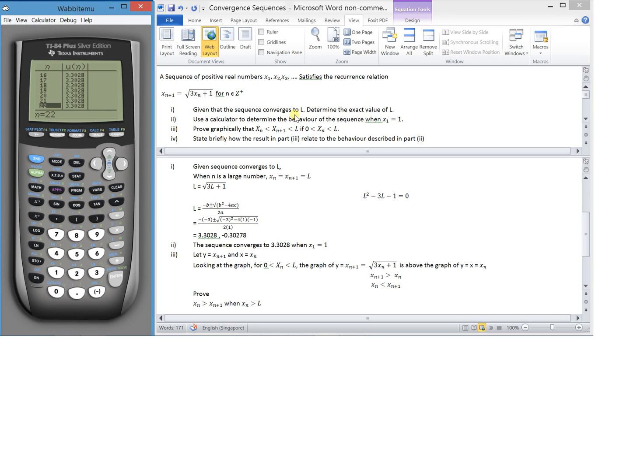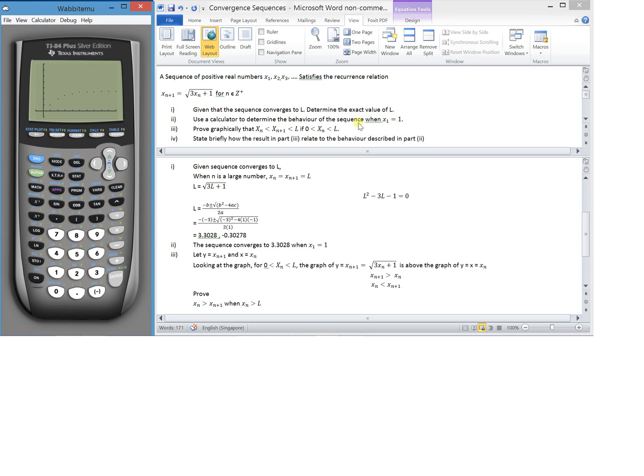So now, given the sequence converges to L, let's say the question tells you that this sequence of numbers converges to a single number, and they want us to find what that number is. Okay, let's see the graph. To get the graph, you don't press the blue button, you just straight away press graph. But if you want the table, you press the blue button and then press table. That's it. So when you see the graph, you see that as n becomes very large, these two values are almost the same, aren't they?